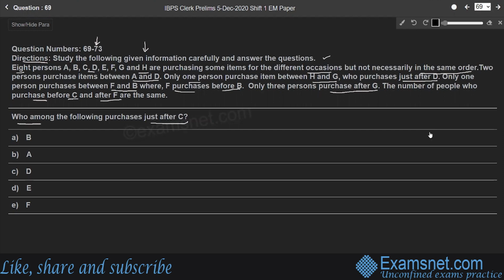For this, let us read the points one by one here. Let us take the first point as 2 persons purchase items between A and D. So there are 2 persons between A and D, right? So we'll write A first. There are 2 persons between A and D.